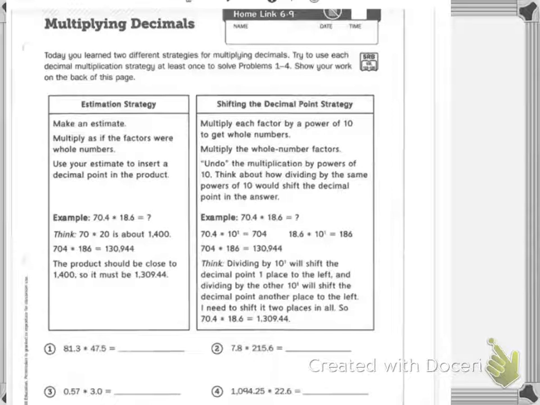Home Link 6.9, multiplying decimals. Today you learned two different strategies for multiplying decimals. Try to use each decimal multiplication strategy at least once to solve problems 1 through 4. So, let's highlight that.